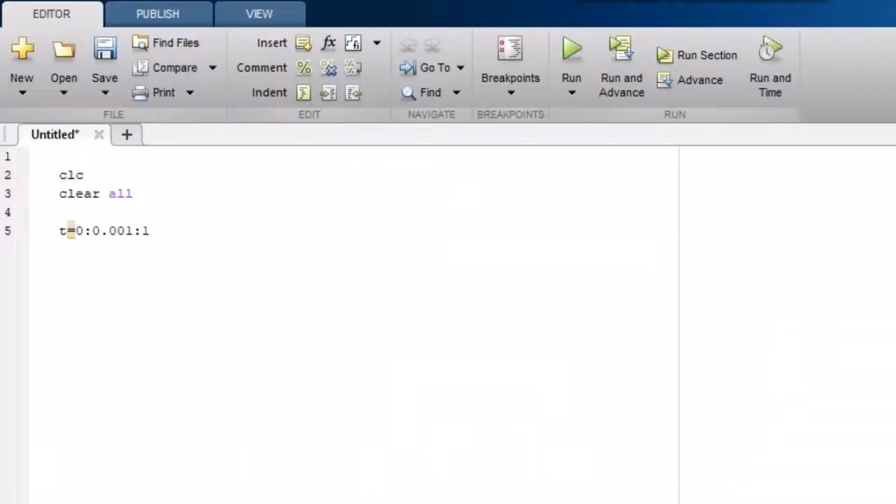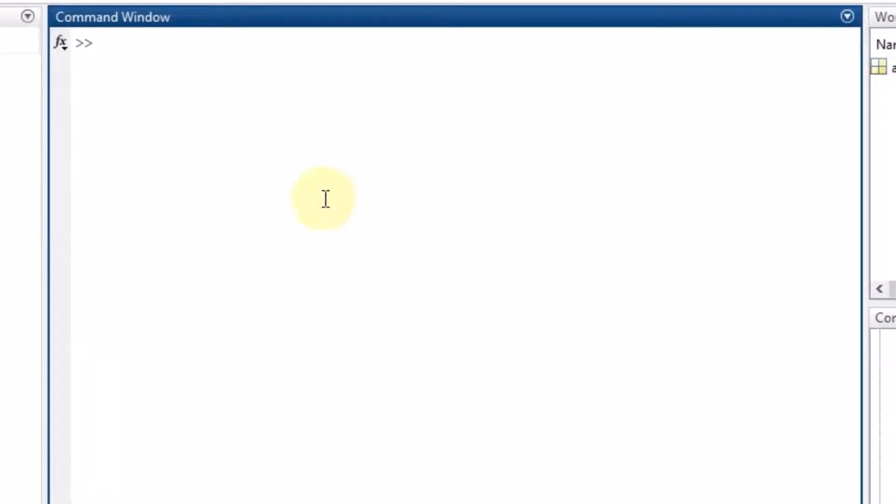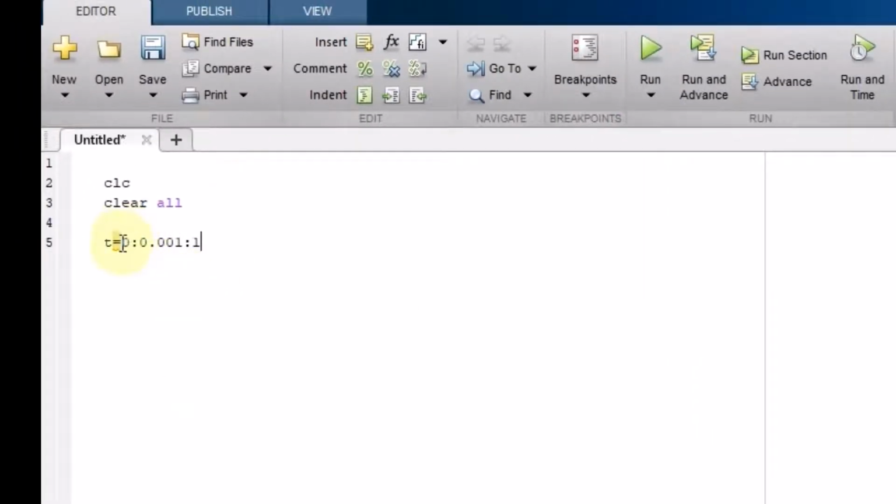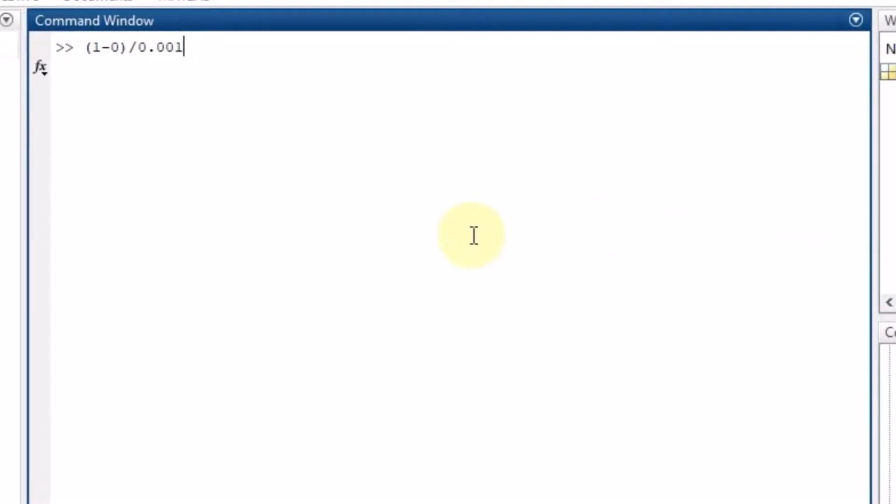Okay, so in order to find the number of points here, what we have to do, first of all, we have to write the last number and from it subtract the initial number, writing the brackets here, and overall divide over the distance between each of the points which I have taken here. And here as you can see in the M file, this is the first point and this is the last point. So (1 minus 0) divided by 0.001. From it I will get the total number of points which I have, and I have here 1000 points.